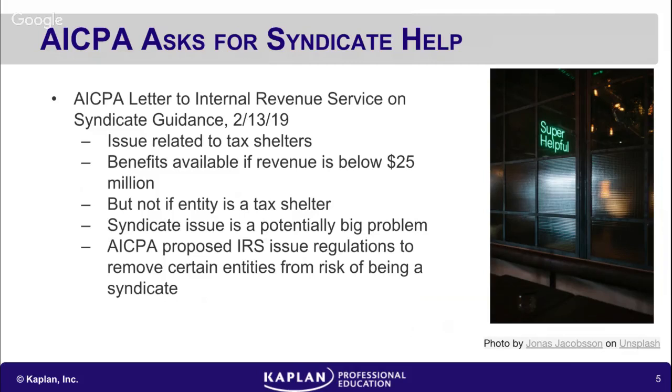What the AICPA is suggesting to the IRS is that they issue a regulation under that rule that says, if you meet the following conditions, you'll be treated as materially participating under that special rule. First, if the entity qualifies under the gross receipts test of $25 million. Number two, it otherwise meets the definition of a syndicate. But number three, it does not qualify.